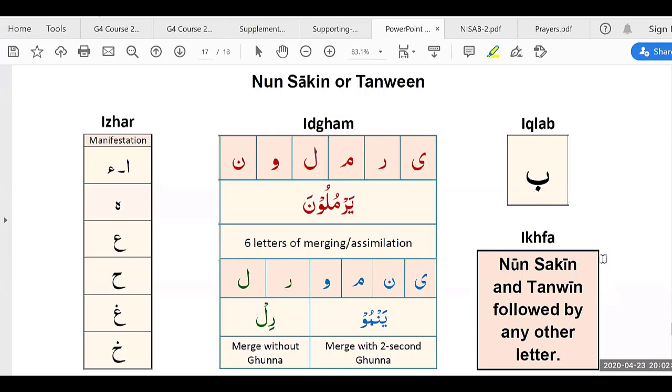Lastly, we did the rule of ikhfa. So any other letters except for these letters, which are concerning iqlab, idgham, and izhar, letters apart from those, if they are followed by noon sakin or tanween, then we do ikhfa. So we conceal the sound of noon sakin, and there is a soft nasal sound.